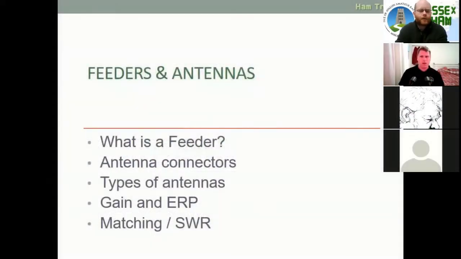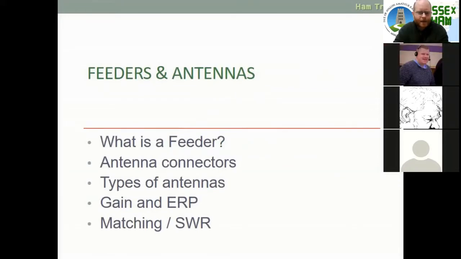There we go. Right, so what we're going to cover in this presentation: we're going to look at what a feeder is. We're going to look at different ways of connecting antennas to feeders and feeders to radios. We're going to look at some different types of antenna. We're going to look at what antenna gain is and ERP. And we're going to cover that elusive subject of matching and SWR. We did touch on this last week, or in the last session even, but we're actually going to go into that in a bit more detail.